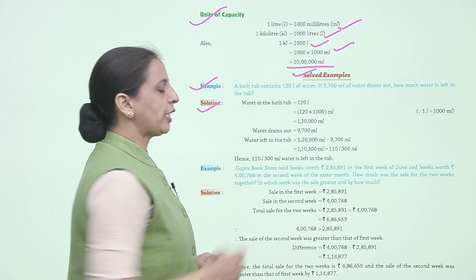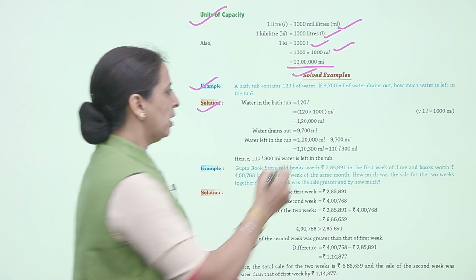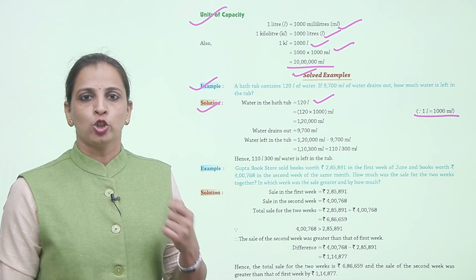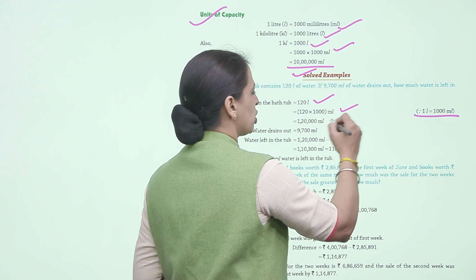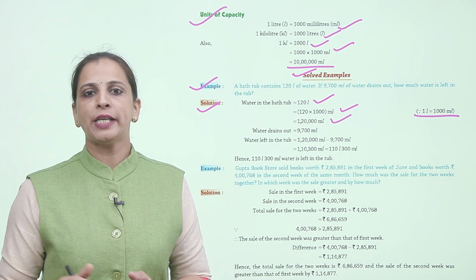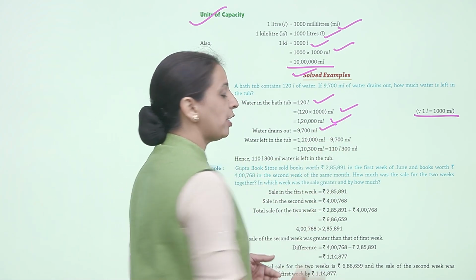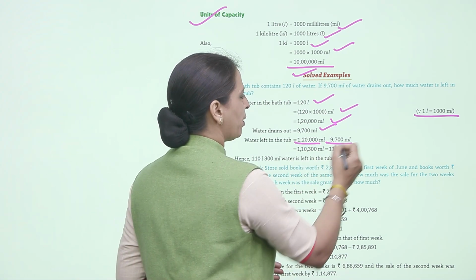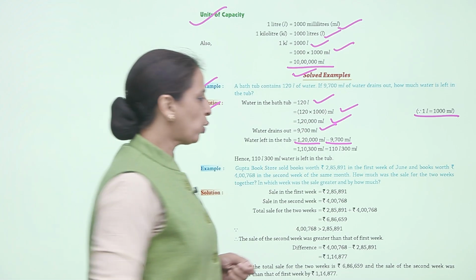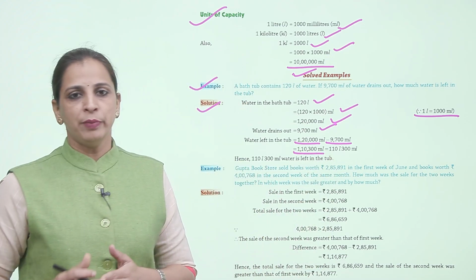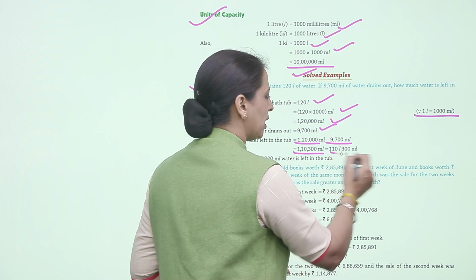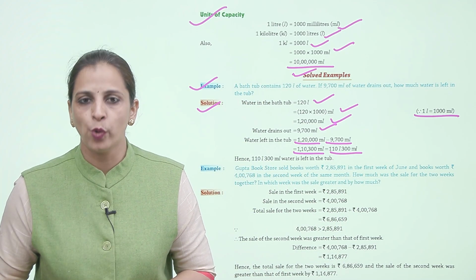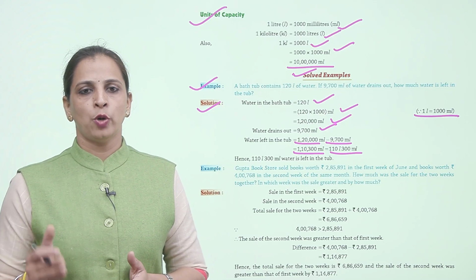सॉल्यूशन करते हैं इसका. वाटर इन द बाथ टब इज इक्वल्स टू कितना है 120 लीटर एंड वी नो दैट 1 लीटर इज इक्वल्स टू 1000 मिलीलीटर. तो 120 लीटर मल्टीप्लाई बाय 1000 इज इक्वल्स टू 1,20,000 मिलीलीटर. वाटर ड्रेन आउट कितना हो गया 9700 मिलीलीटर. वाटर लेफ्ट इन द टब इज 1,20,000 milliliter minus 9,700 milliliter is equals to 1,10,300 milliliter. That is equals to 110 liter 300 milliliter. Hence, 110 liter 300 milliliter water is left in the tub. Now, next example.